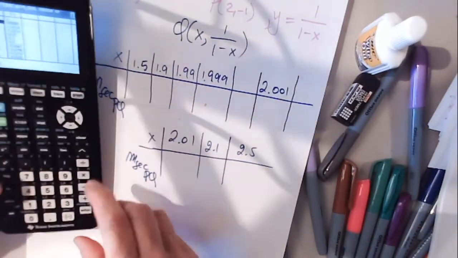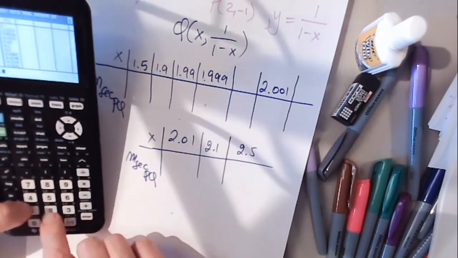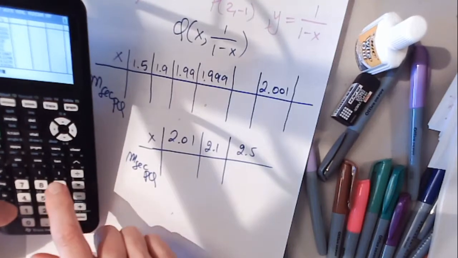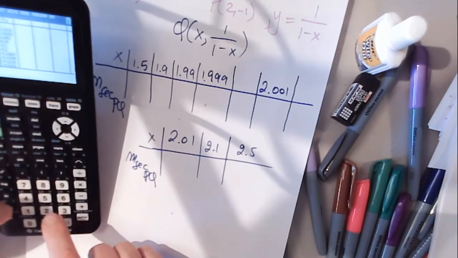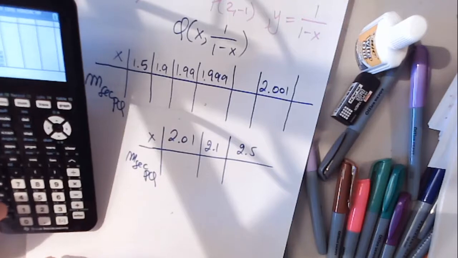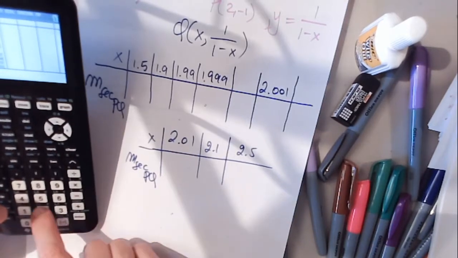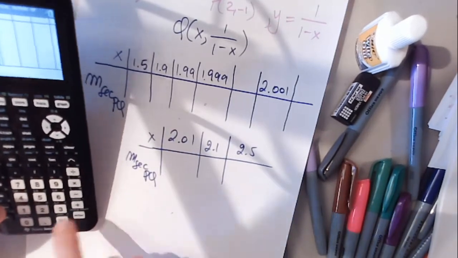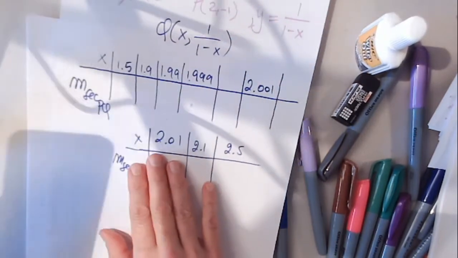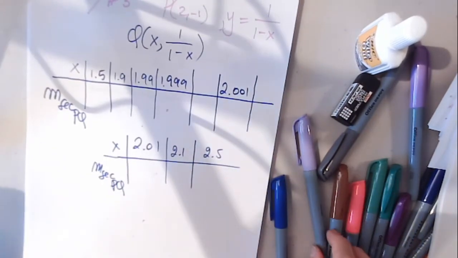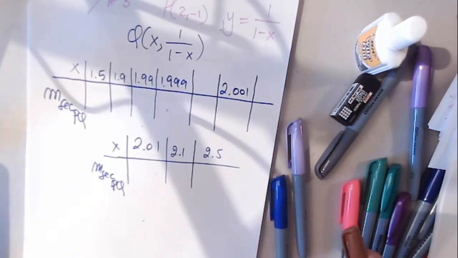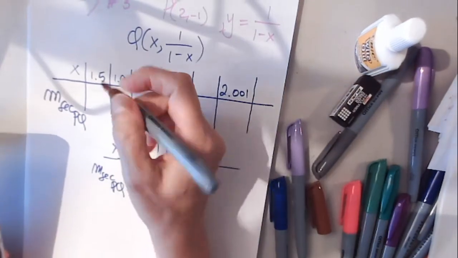1.5, enter. 1.9, enter. 1.99, enter. 1.999, enter. 2.001, enter. 2.01, enter. 2.1, enter. 2.5, enter. I'm ready for you to dictate the numbers for me, please. The first one, the first slope.